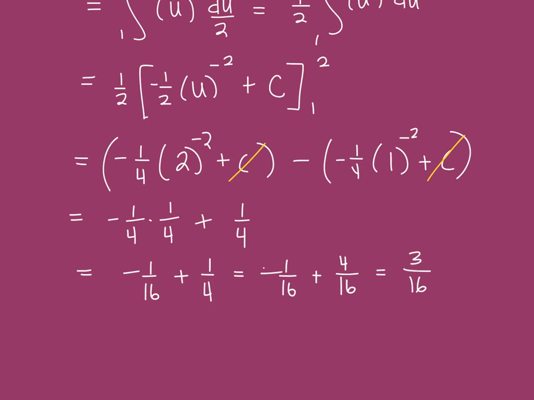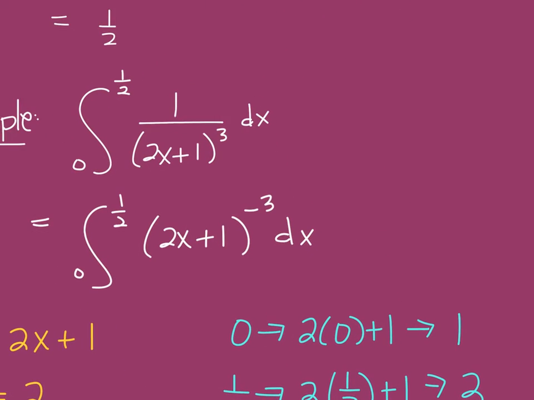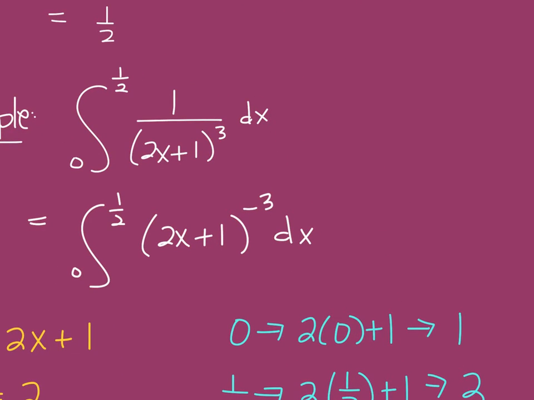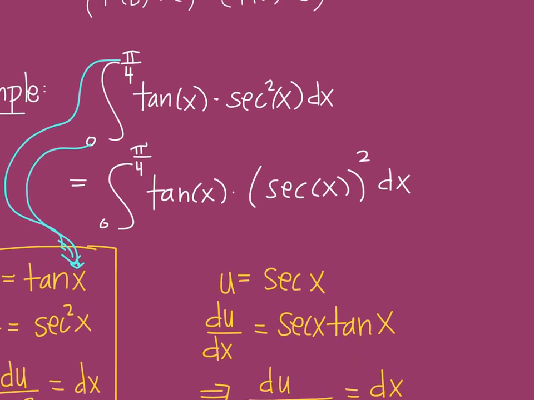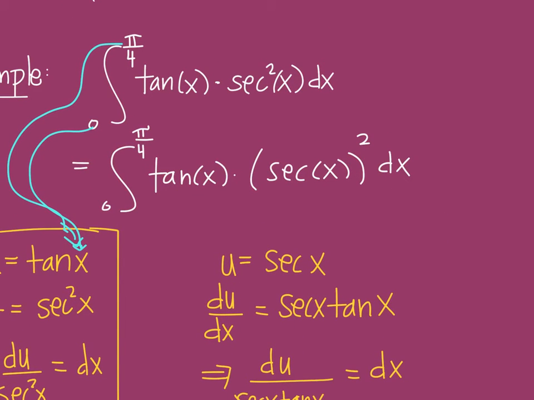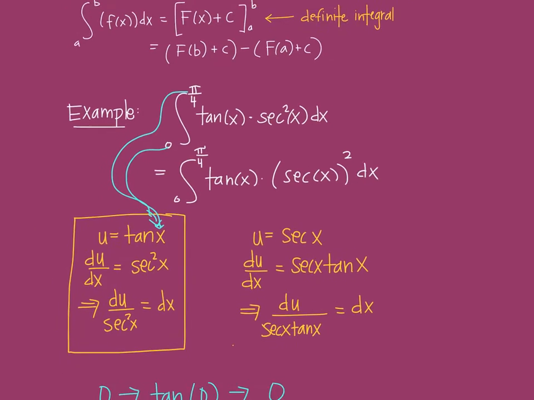This all still represents area. This is the net area, or the net displacement, of the original integral 1 over the quantity 2x plus 1 cubed on the original bounds 0 to 1/2. And so the value of 3/16 represents the net area in that. Just like the original one we did before, the net area underneath the complex equation tan times secant squared from 0 to pi fourths works out to be half. That's what the integral represents.